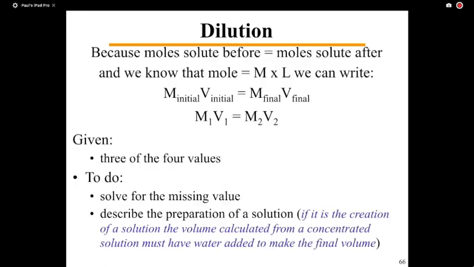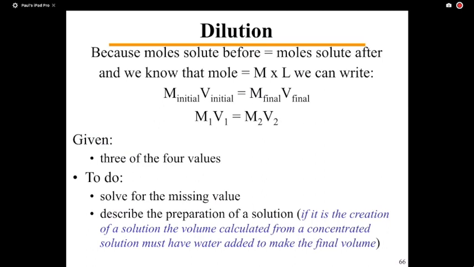To do this, you've seen this calculation. M1V1 equals M2V2. Or the molarity at the beginning or initial, the volume at the beginning, the molarity at the end or final, and the volume at final. So you will see MIVI equals MFVF or M1V1 equals M2V2. What this will tell you is the starting molarity, the ending molarity, the starting volume of the solution, and the ending volume of the solution.